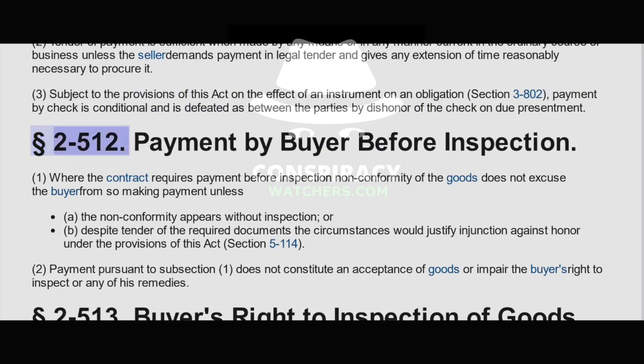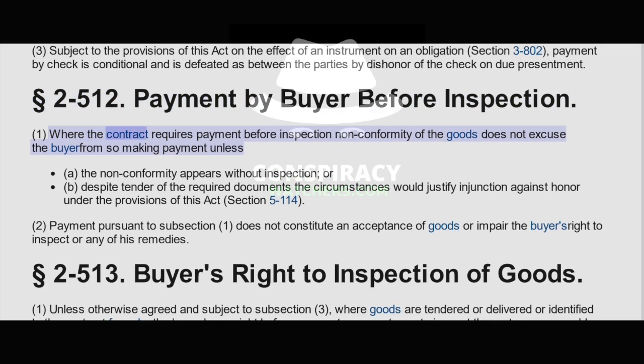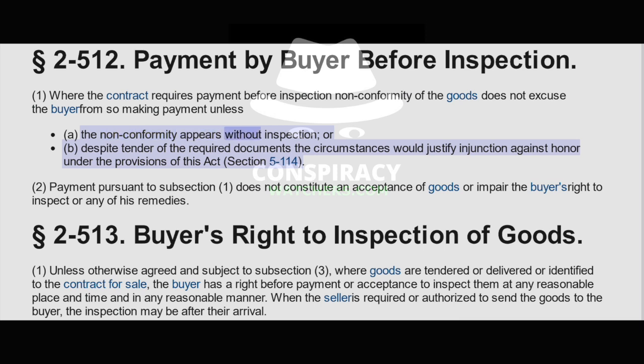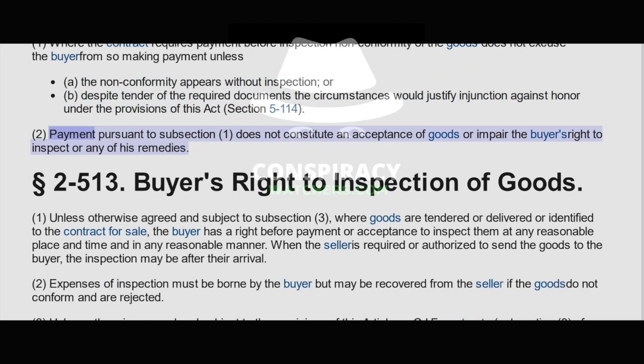Section 2-512. Payment by buyer before inspection. (1) Where the contract requires payment before inspection, non-conformity of the goods does not excuse the buyer from so making payment unless (a) the non-conformity appears without inspection; or (b) despite tender of the required documents the circumstances would justify injunction against honor under this Act. (2) Payment pursuant to subsection (1) does not constitute an acceptance of goods or impair the buyer's right to inspect or any of his remedies.